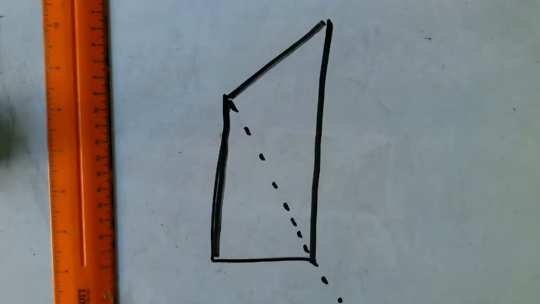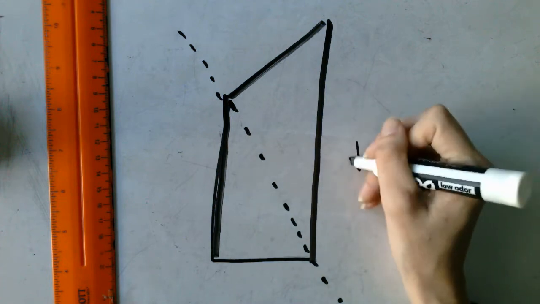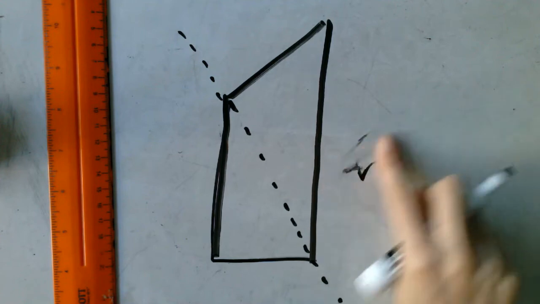All right, if we folded our shape right along that line, would that be a line of symmetry? Stand up if you agree, stay seated if you disagree. You should all be seated. This is not a line of symmetry.